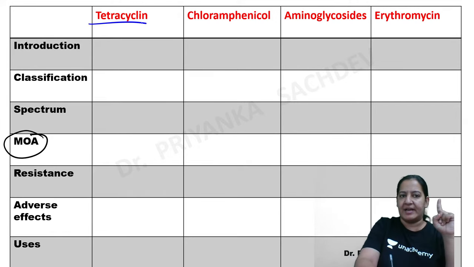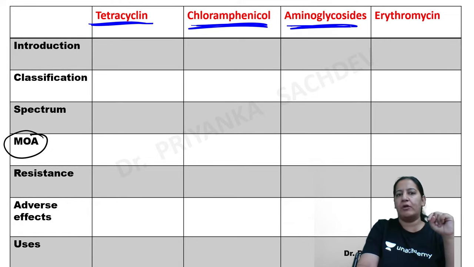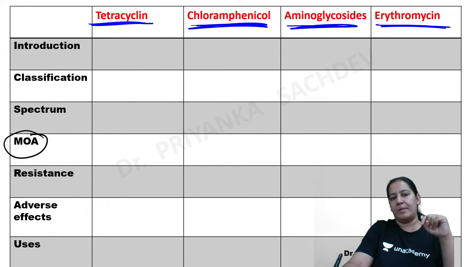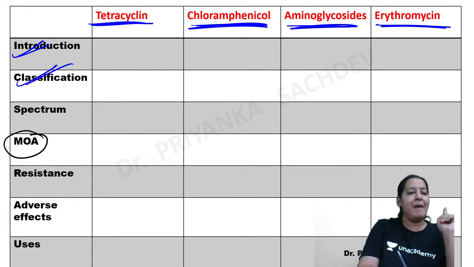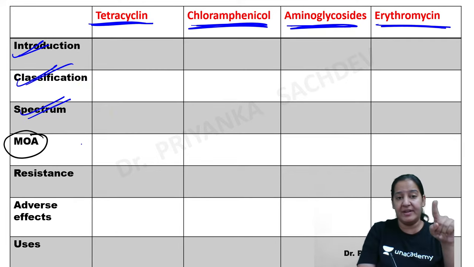First I will teach you tetracycline, the first chapter. Then I will teach you complete chloramphenicol. Then I will teach you aminoglycoside. And in the end I will teach you erythromycin. The headings are same. You have to write introduction, then write the structure. Classification very important. Spectrum, specific spectrum which bacteria are killed.